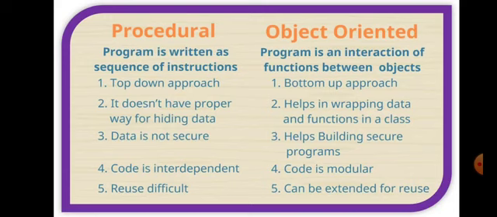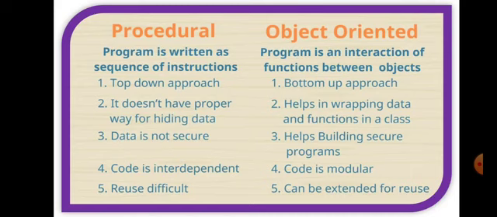Number four, code is interdependent. What is the meaning of inter? Inter means many. Dependent means it is reliant on a particular object. So coding is interdependent. Number five, reusability is difficult. It cannot reuse anything because the approach is top down. So one at a time it can read. So reusability is not possible in procedural language.